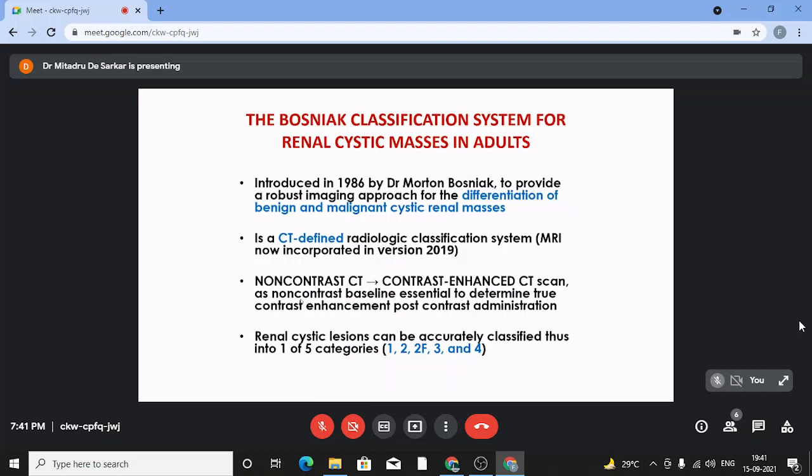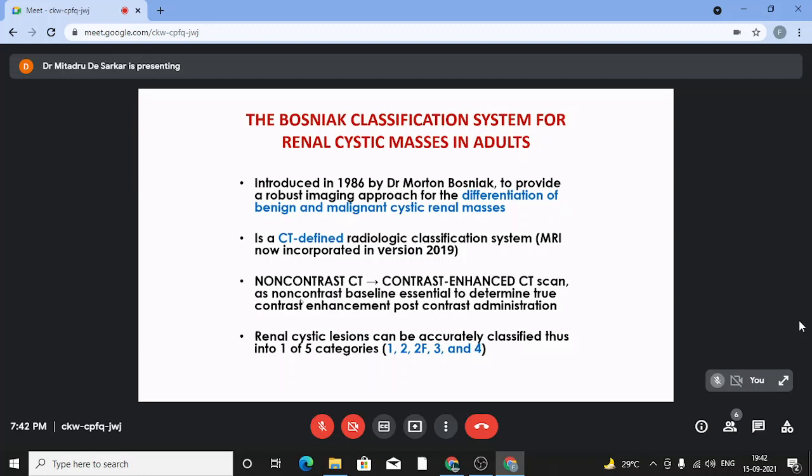We cannot move into the realm of adult tumors until we talk a little bit about the Bosniak classification system. So this is a very elegant system. It was initially based on contrast enhanced CT, but the new revisions actually incorporate MRI definitions as well. The basic approach is simple. You have an initial shot which is based on non-contrast CT, and you give contrast, and then you look at the degree of contrast enhancement within the mass.